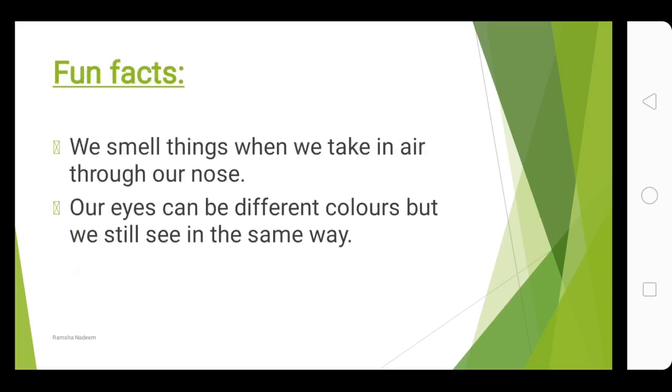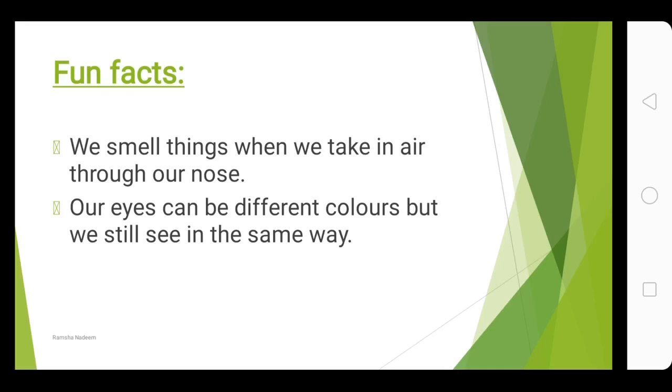Now we have some fun facts. We smell things when we take in air through our nose. We all know this, that our nose helps us to smell different kinds of things, and it is the air that enters our nose that lets us smell things. The air surrounding the food or anything that we want to smell comes to our nose, and when we smell that air, we get to know that this thing is good smelling or bad smelling.